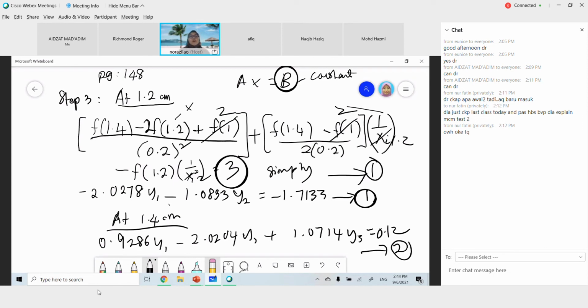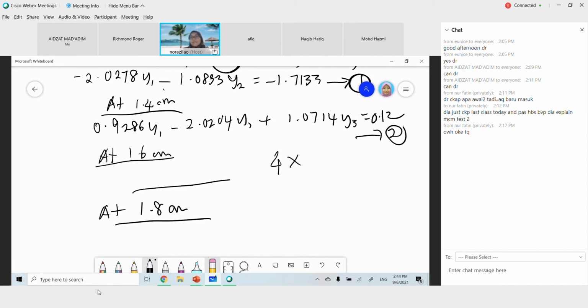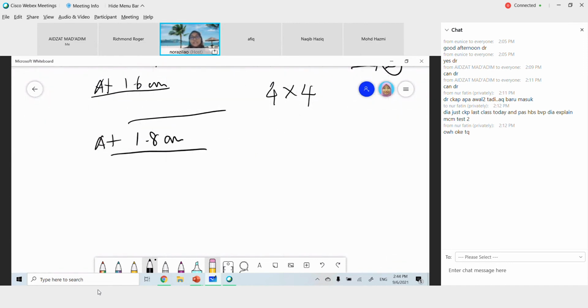So you repeat for at 1.6, 1.8. When you put at 1.6 cm, you obtain one equation, and then at 1.8 cm, you have another one equation. So 1, 2, 3, 4, you have 4 equations. It means that your matrix is 4 by 4. You need to rearrange all your equations to obtain matrix AX equal B.